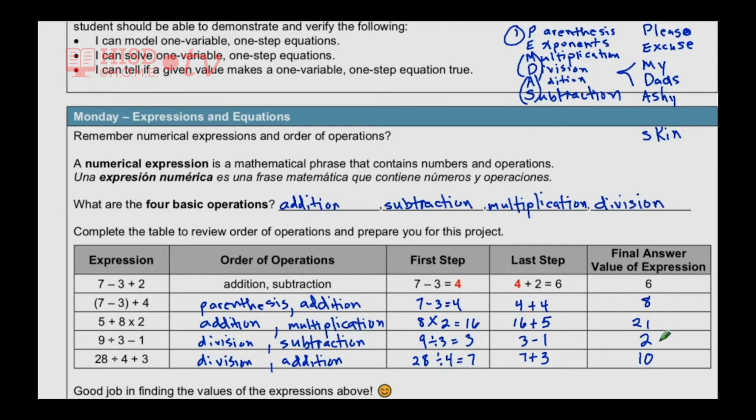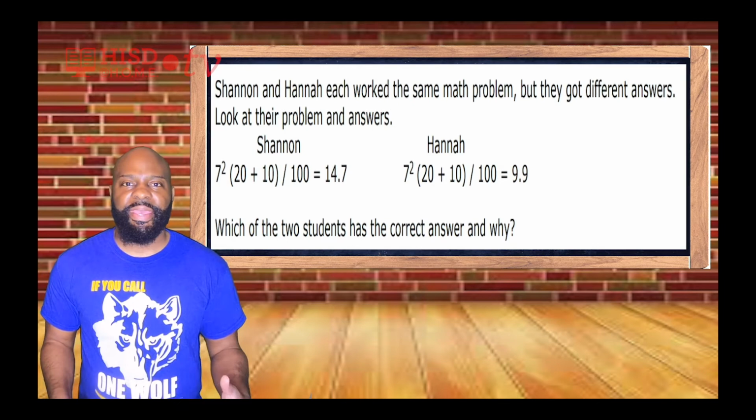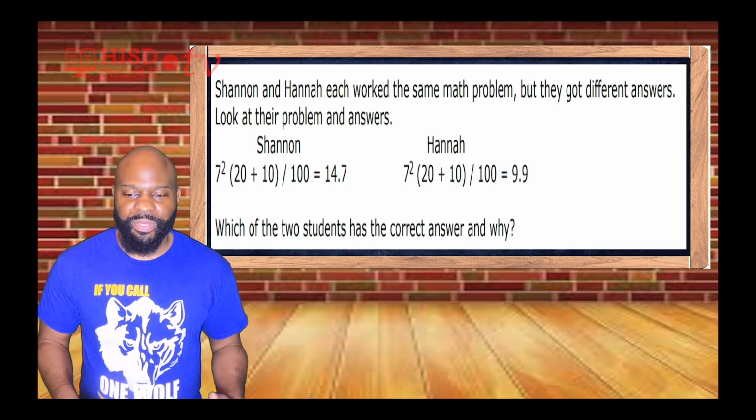Shannon and Hannah each work the same math problem, but they got different answers. Look at their problem and answers. The expression reads 7 squared, open parentheses, 20 plus 10, close parentheses, divided by 100.